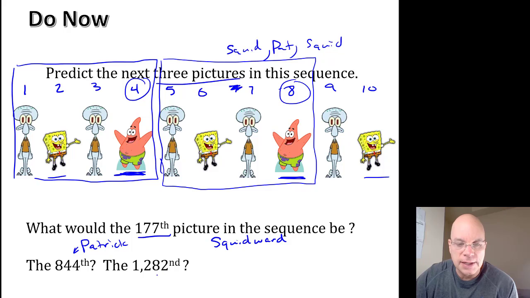If you have an even number that is not a multiple of 4, if you take 1282 and divide by 4, you'll get a remainder of 2. Well, that gives you SpongeBob in that case.